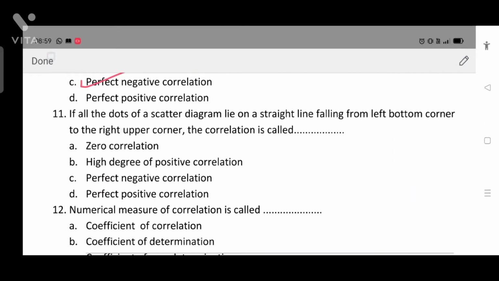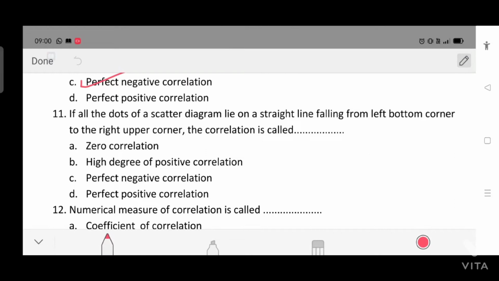Question number 11. If all the dots of a scatter diagram lie on a straight line rising from the left bottom corner to the right upper corner, the correlation is called A, B, C, D. D. Perfect positive correlation.